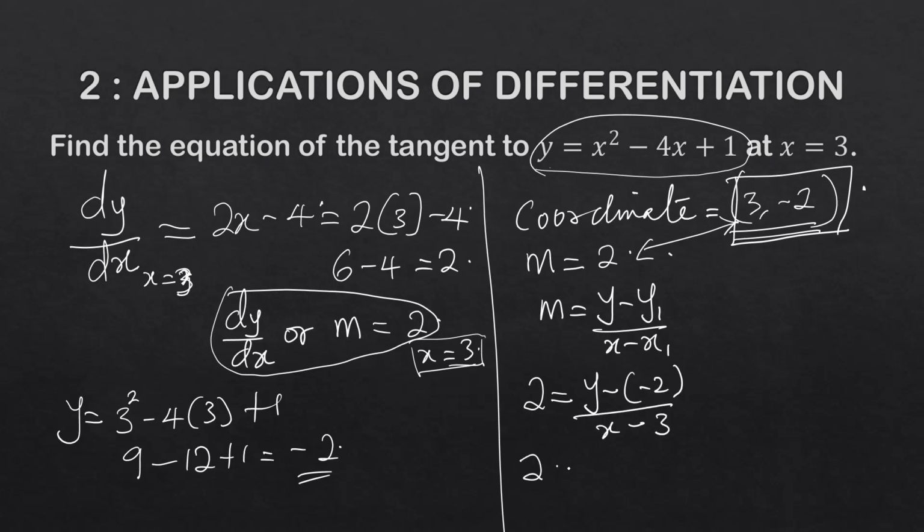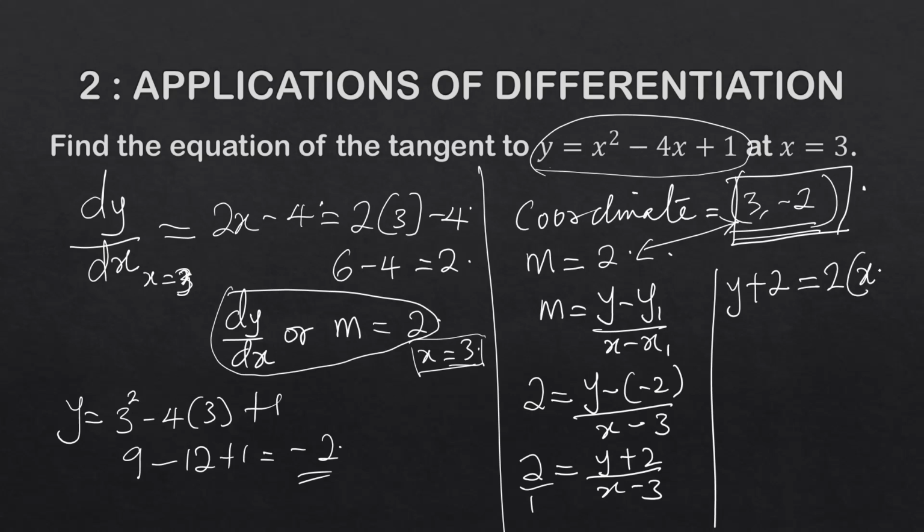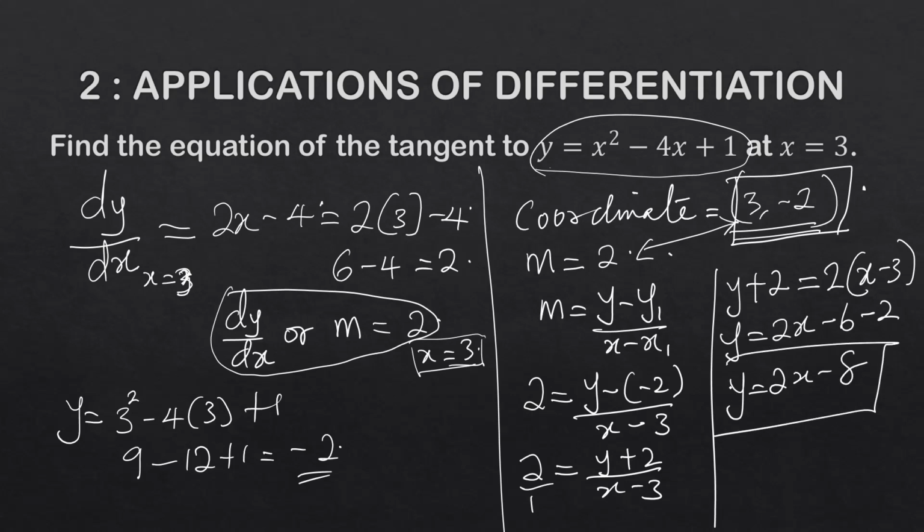So this is going to be 2 is equal to y plus 2 all over x minus 3. And lastly, I'm going to clear this bracket. I'm having y plus 2 is going to be equal to 2 bracket x minus 3. Therefore, y is going to be equal to 2x minus 6 minus 2. So y is going to be 2x minus 8. This is the equation of the line we are asking for here. If there is anything you do not understand, please try to pause the video and watch again.